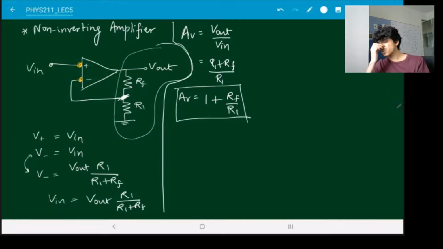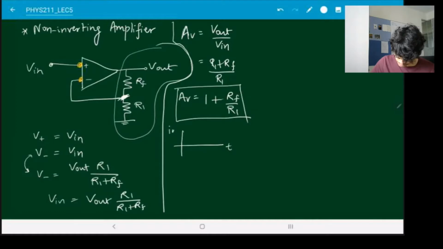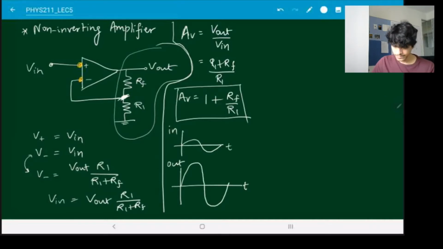So this is almost the same as what we had before, except there is a 1 plus added to it. And of course the sign, that gain was negative because it was an inverting amplifier. This gain is positive because it is a non-inverting amplifier. So in this case, if your input signal looks like this, then your output signal is going to look like this. Amplified, but same phase.